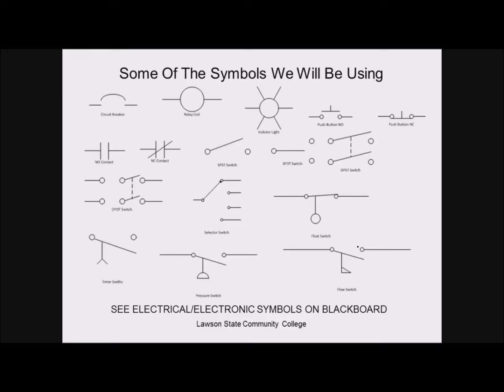The coil itself has this symbol right here. It's nothing but a circle. And then we got the symbol right beside it. What's that a symbol for? A light bulb, or in the trade they call it a luminary. Then we have push buttons.